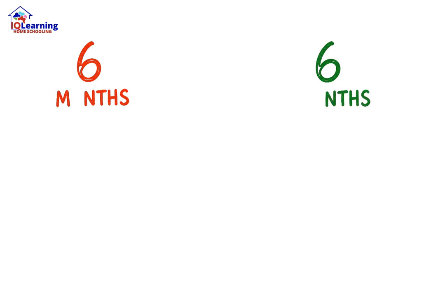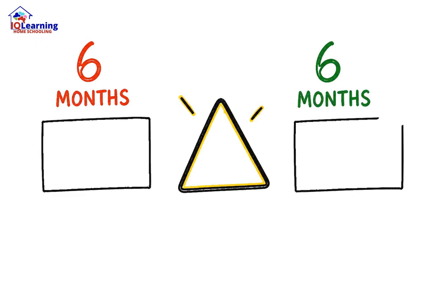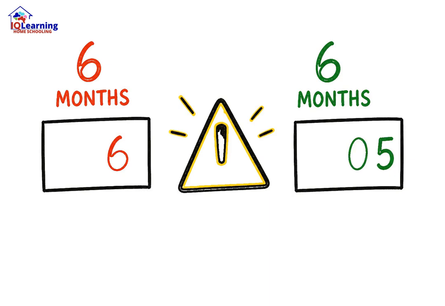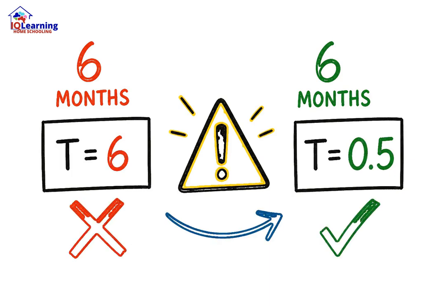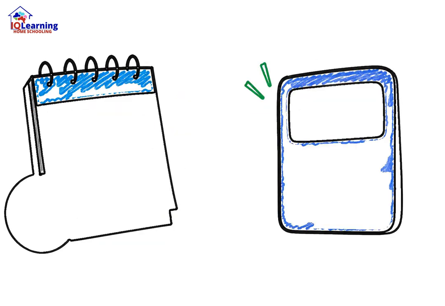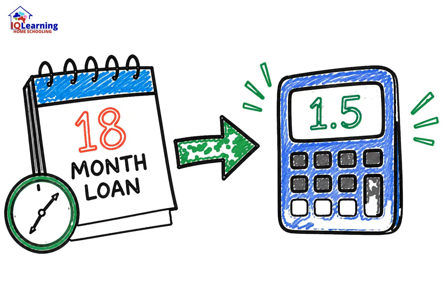And here's a critical warning. The time, T, must always be in years. A 6-month loan isn't a 6 in the formula, it's a 0.5. An 18-month loan is 1.5. This is the most common mistake.